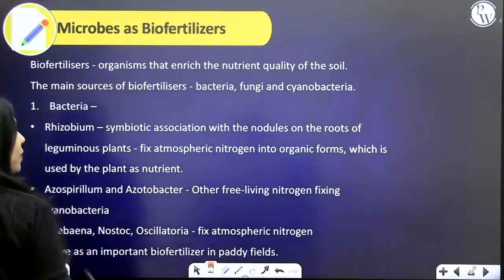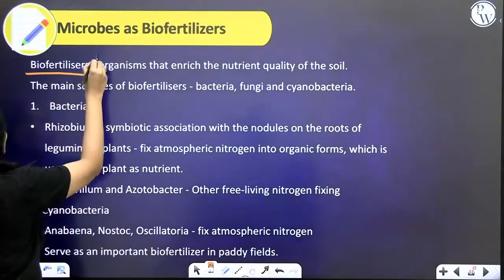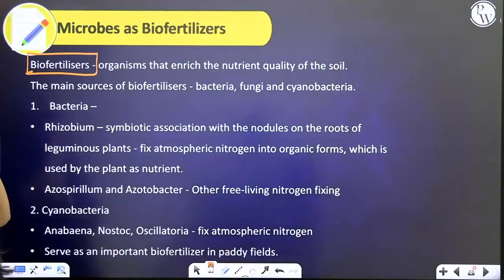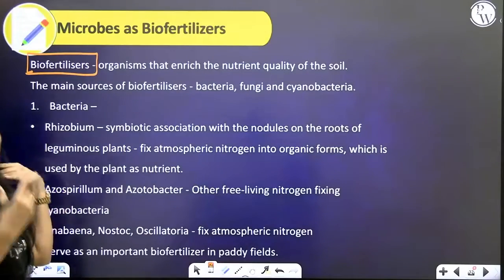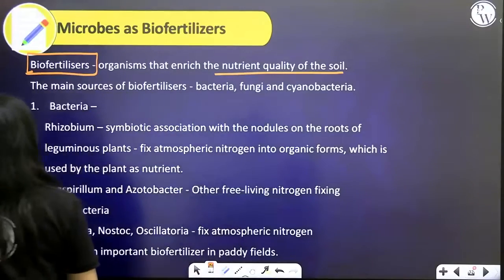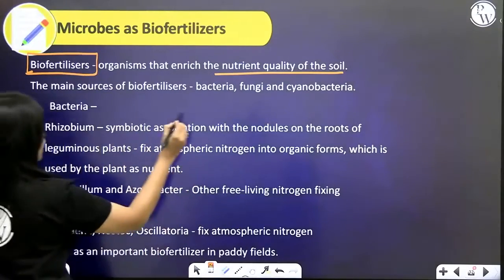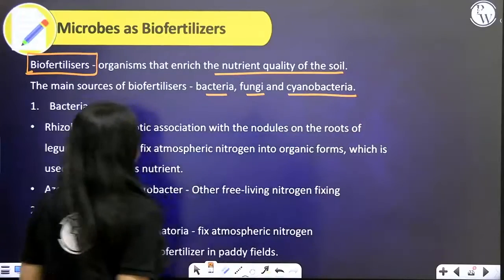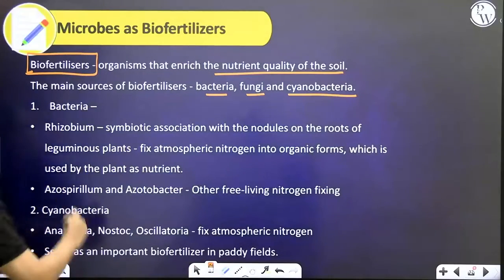So how do you avoid that? By making use of biofertilizers. Biofertilizers are living organisms that have the ability to enrich the fertility of the soil, or basically the nutrient quality of the soil. The main sources of these biofertilizers are bacteria, fungi, and cyanobacteria. There are some examples. Let's take a look.